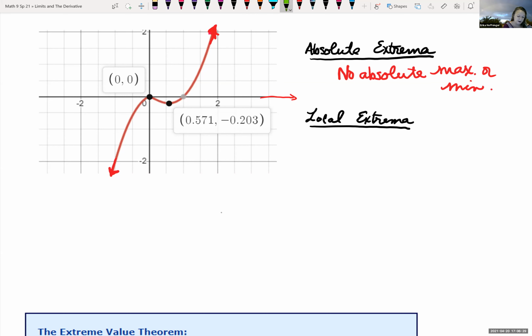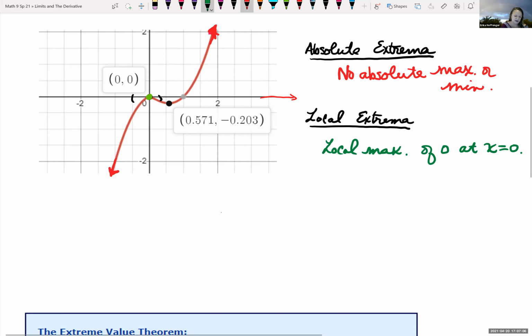Notice right here, this is a high point if we sandwiched it in between some interval. This would be the highest of all the y values for all the x values in that interval. So we can see that we have a local max. Remember, the maximum value and the minimum value is the y value. So here we have a local maximum of 0 at x equals 0.